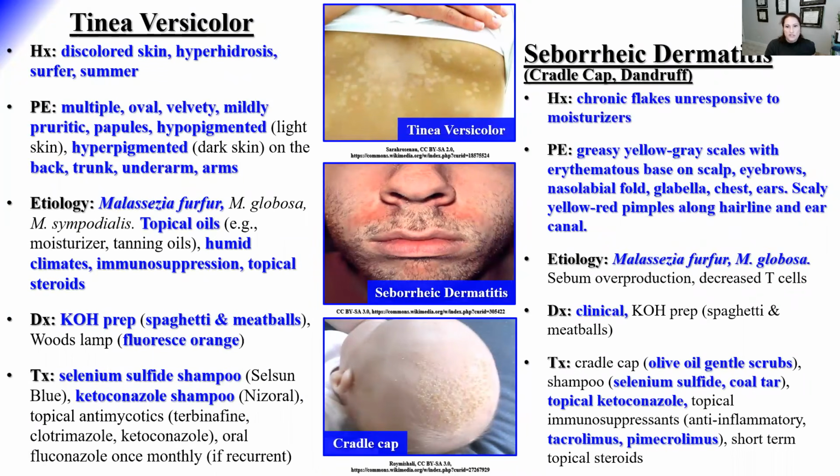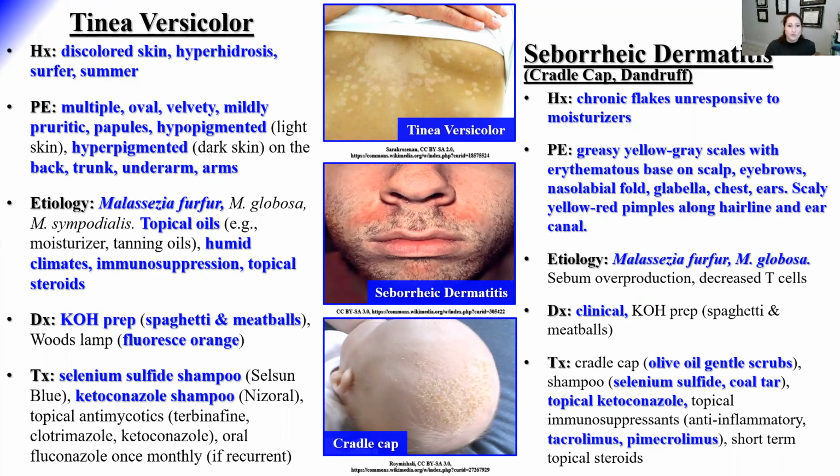Tinea versicolor and seborrheic dermatitis. The reason they're on the same slide is because they have the same causative agent, which is Malassezia furfur. So let's start with Tinea versicolor. This is going to be a discolored area of the skin. The skin doesn't tan in there. Usually these people have hyperhidrosis. Again, those moisture-filled areas have the overgrowth of fungus. Surfers or the summertime because they're constantly sweating.